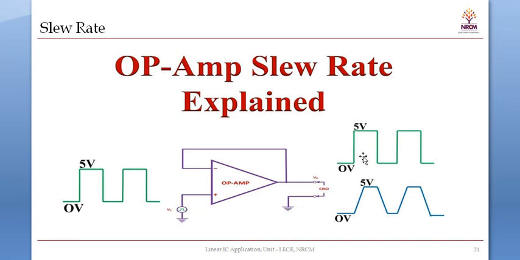I am expecting the same wave, but due to slew rate, let us consider the slew rate as 2 volt per microsecond. I am taking this as 0 to 5 volt, and the time period for the positive duration of the square wave is 5 microsecond, and for the negative duration is 5 microsecond. So 5 microsecond and 5 microsecond here, and the total time period is 10 microsecond.